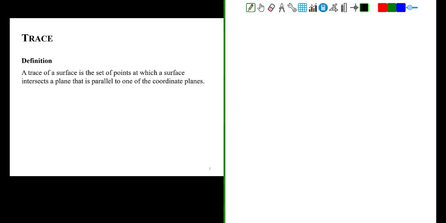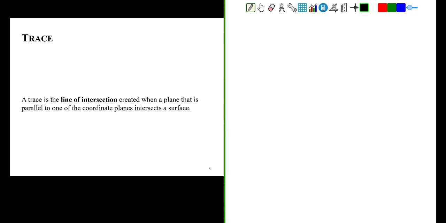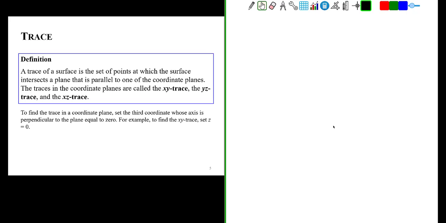Another way of describing it is like this. A trace is the line of intersection created when a plane that is parallel to one of the coordinate planes intersects a surface. Let's look at an example. Let's look at some traces of a sphere.